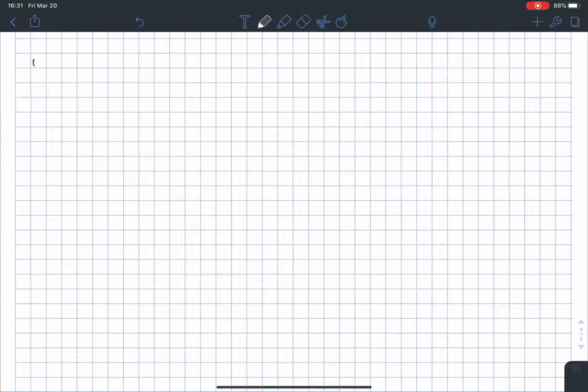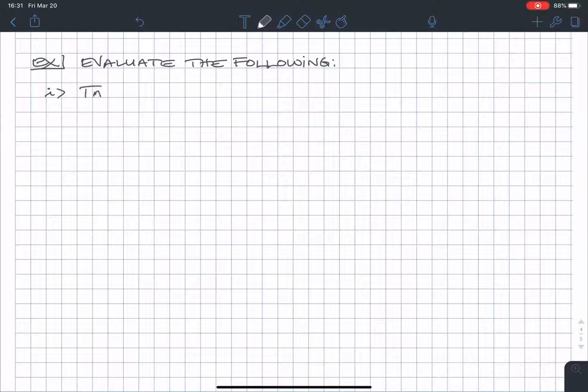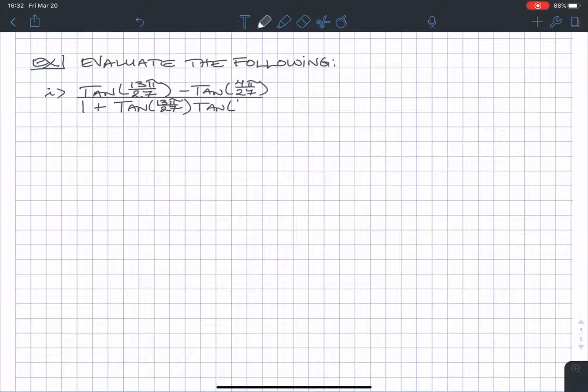Okay, so let's do a couple examples. Evaluate the following. Number 1, let's evaluate tangent of 13 pi over 27 minus tangent of 4 pi over 27, all divided by 1 plus the product tangent of 13 pi over 27 and tangent of 4 pi over 27.